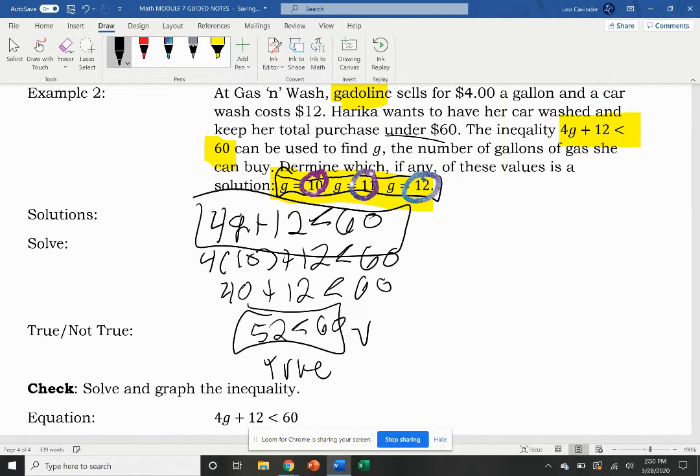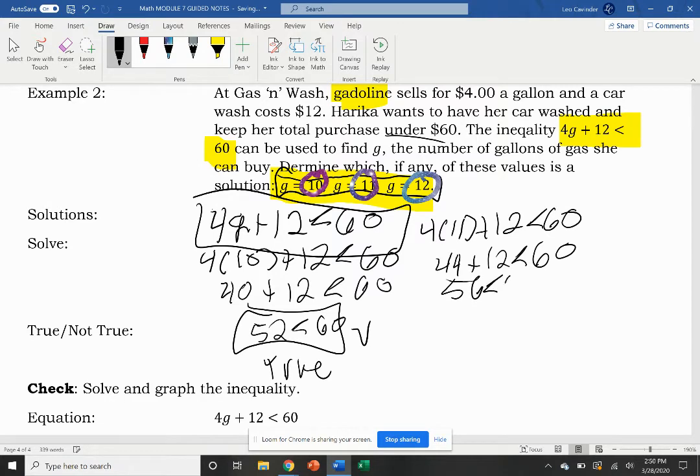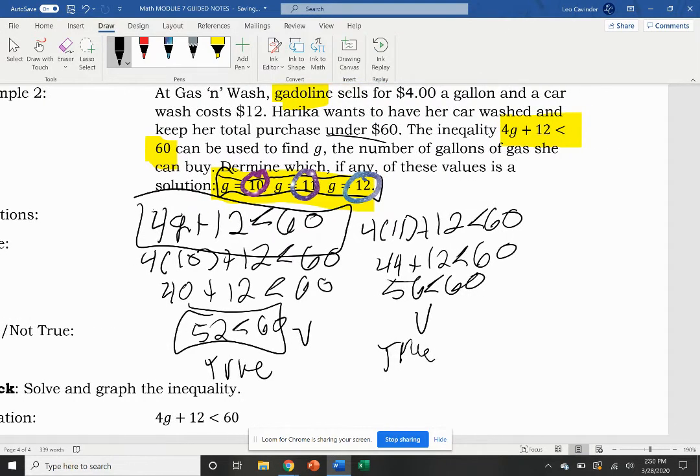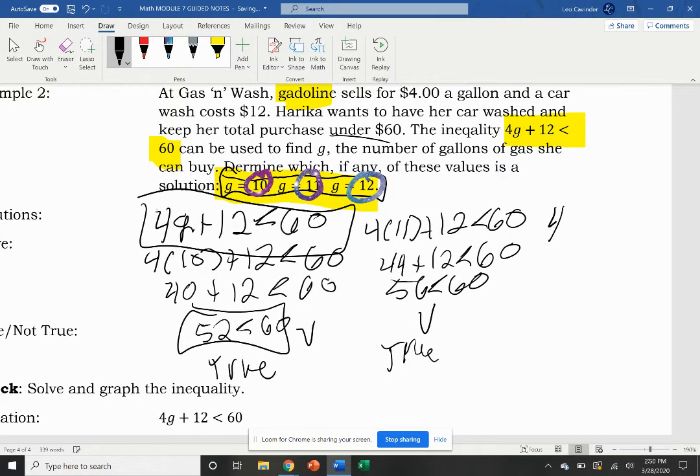So let's look at the next one. 4 times 11 plus 12 is less than 60. This is 44 plus 12 is less than 60, which gives us 56 is less than 60, which is true. So she could buy 11 gallons. Now we're going to do 12. 4 times 12 plus 12 is less than 60.